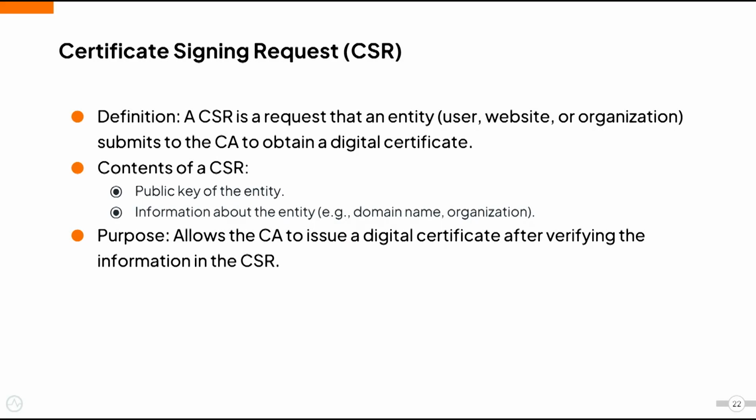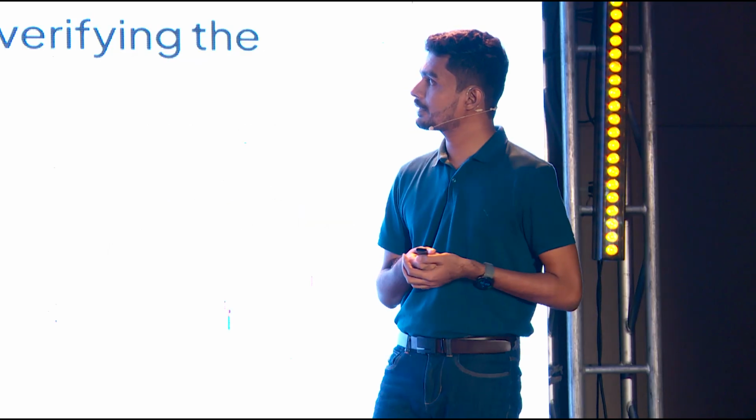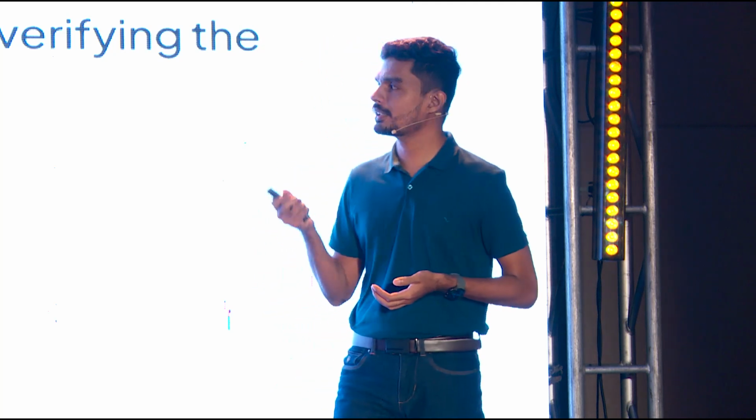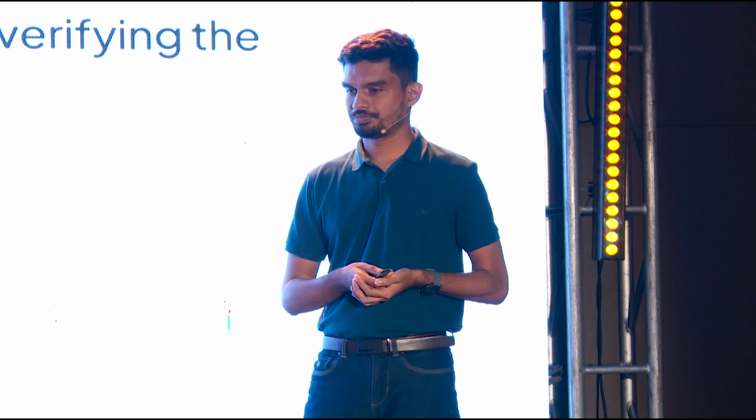So the final concept I'm going to talk about is certificate signing request, or CSR. This is used by an entity to submit a request to the CA to obtain a digital certificate. So the CSR request contains details like the public key of the entity and the information about the entity, like the name, domain name, and the organization.